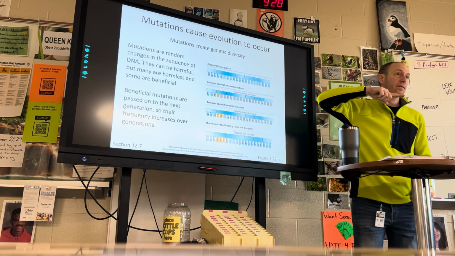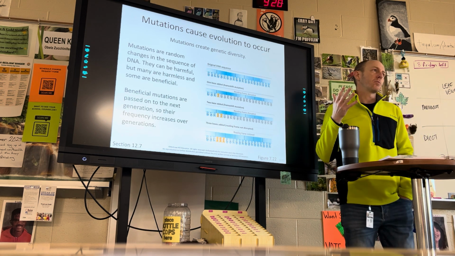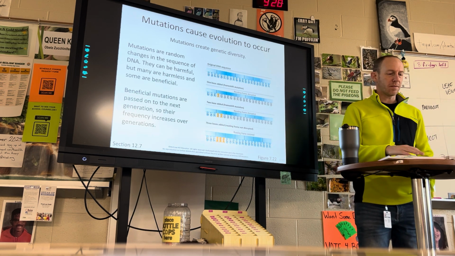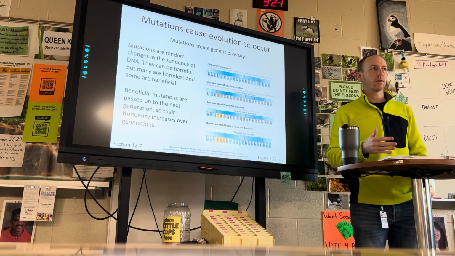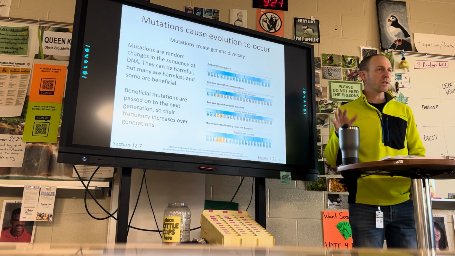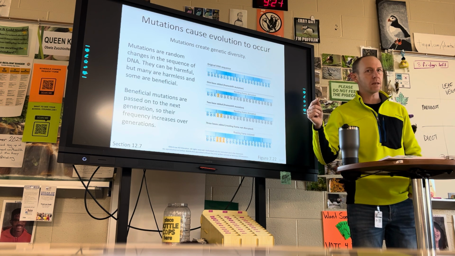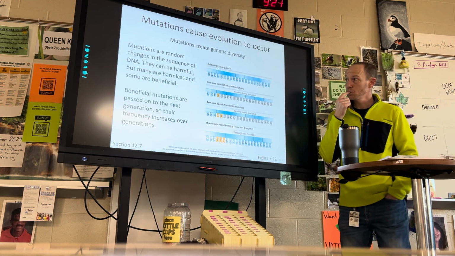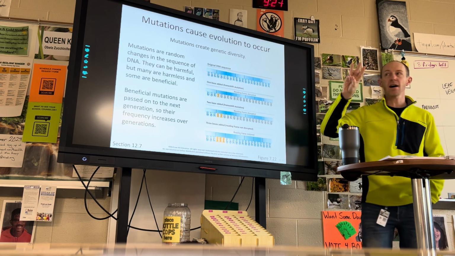And especially beneficial mutations get passed on in the subsequent generations, right? Because if it's beneficial, it helps you live and reproduce. So those get passed on. So beneficial mutations get passed on. It actually happens a lot. So we know about mutations. So that's three of the five things.